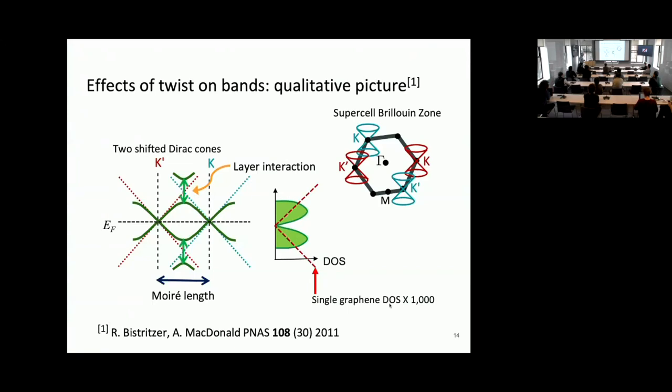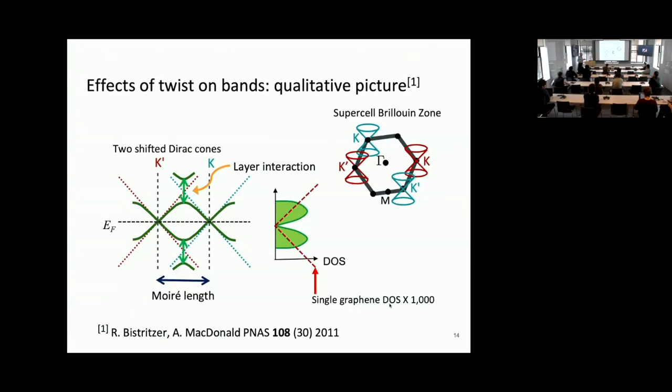Importantly, when you have this splitting here, you produce bands that are flatter than the original bands, and the Fermi velocity here, the slope of the states, is also renormalized. This leads to this kind of density of states where you have these two lobes associated with each one of these bands, and the density of states here is significantly higher than in graphene.